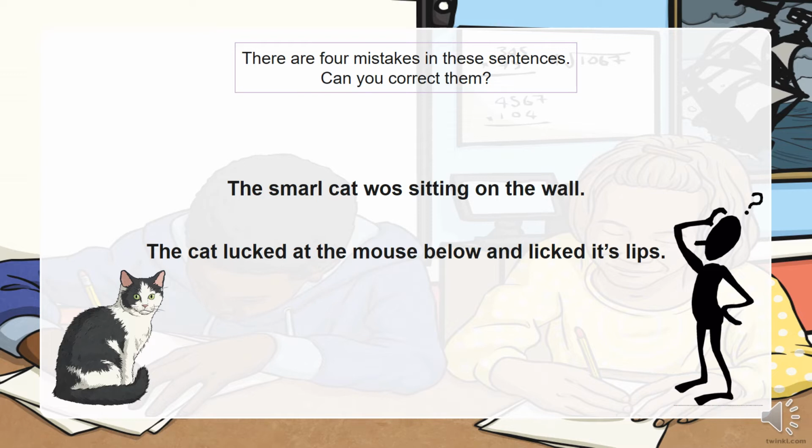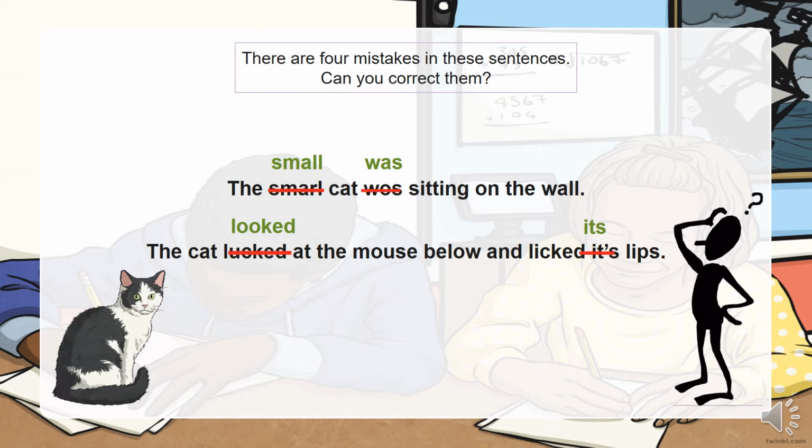Well, the first is here. Small should be spelt like this. The second mistake is our spelling of was, should be spelt like this. The third mistake is our spelling of looked, should be spelt like this. And our last mistake is here. It's, in this case, does not need an apostrophe, and it should be spelt like this.